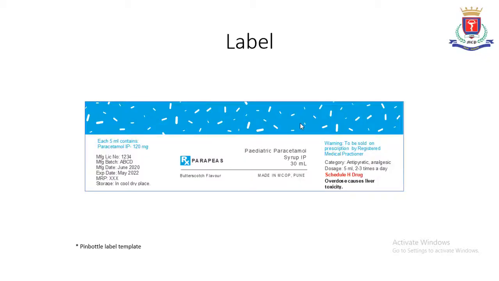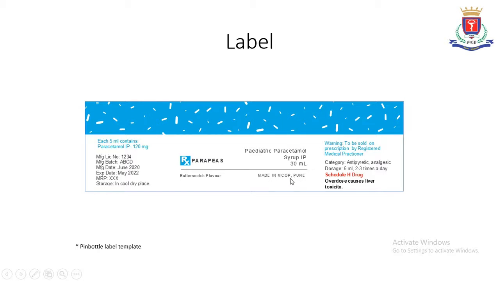Now we will discuss how to prepare the label for pediatric paracetamol syrup. Here is a sample label which I have prepared. I have downloaded the template of this label from a bottle label template site. Here Parapeace is the trade name which I have given to my formulation. You can give any name you want. Then here you have to mention pediatric paracetamol syrup IP. Since the formula has been obtained from IP, it is necessary to write IP.